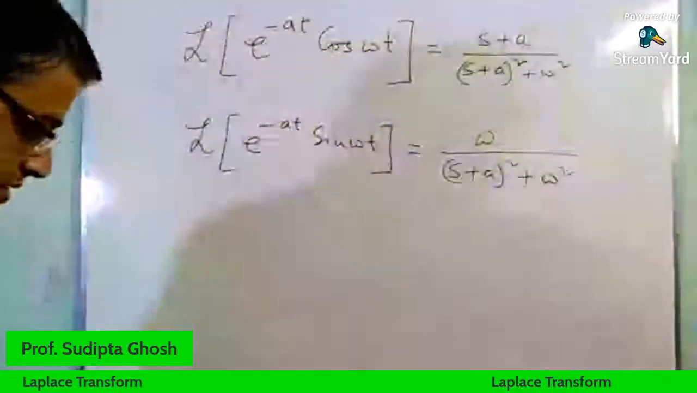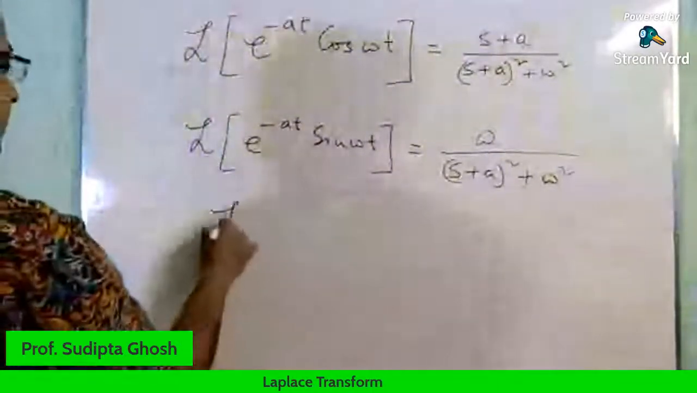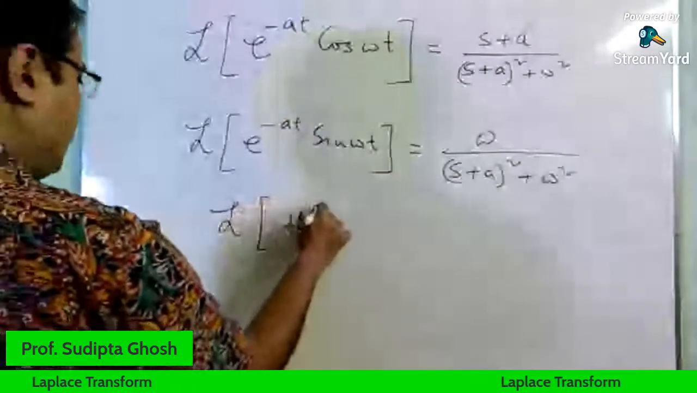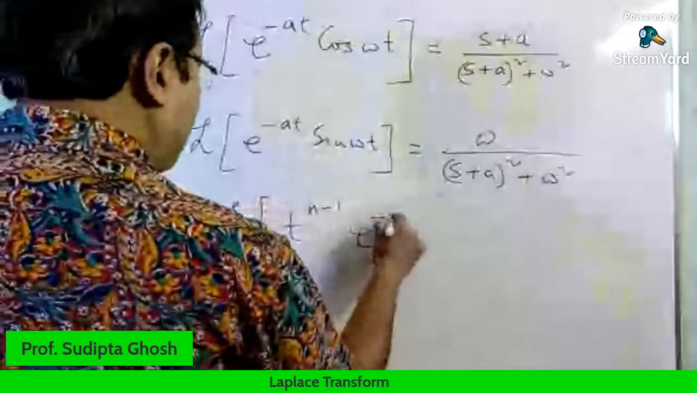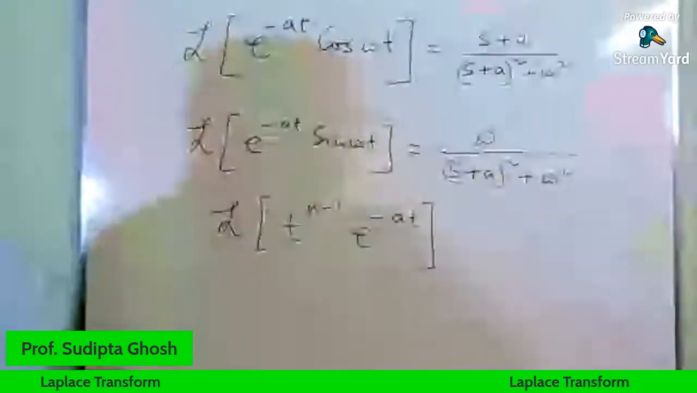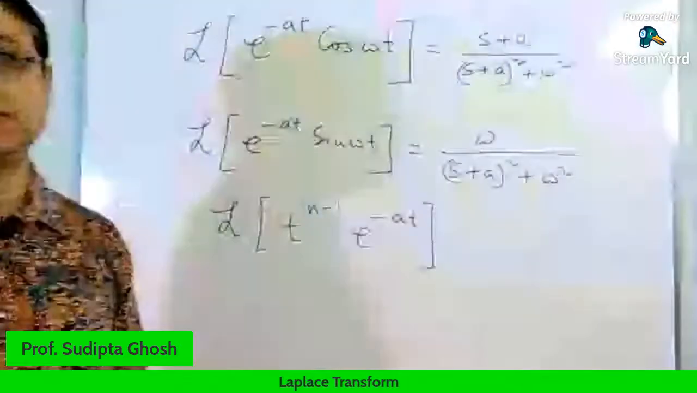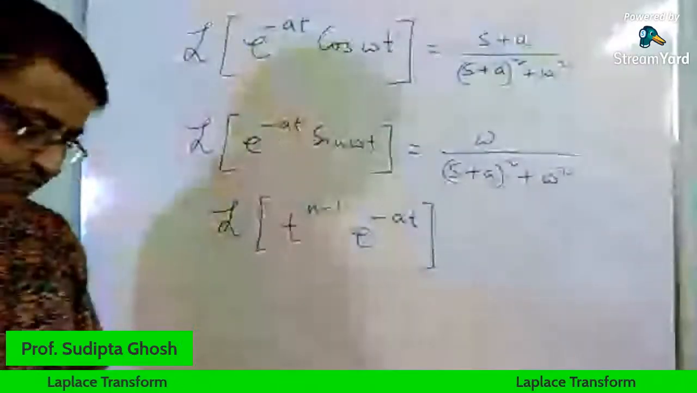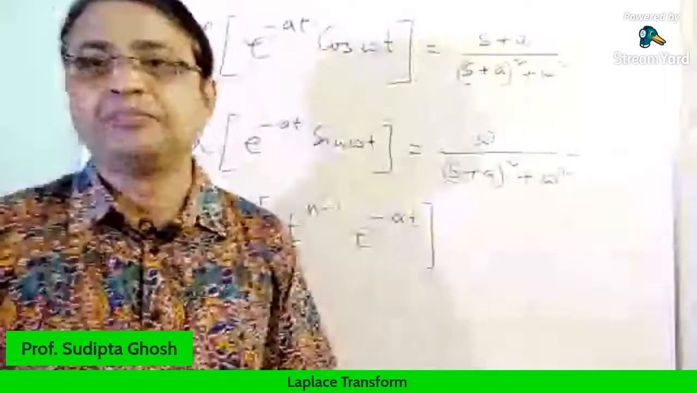can be written. Now again, what will be the value of the Laplace transform of t to the power n minus 1 into e to the power minus of at? What is the value of t to the power n minus 1 into e to the power minus of at? Start. I'm waiting.